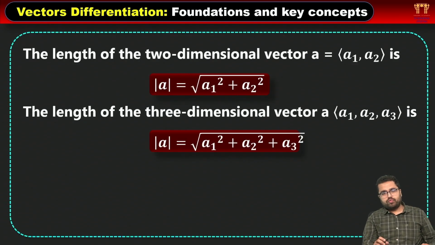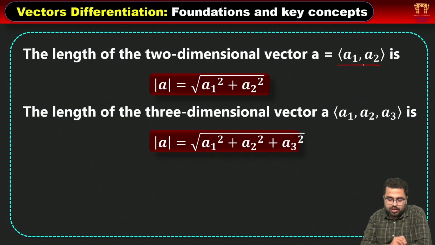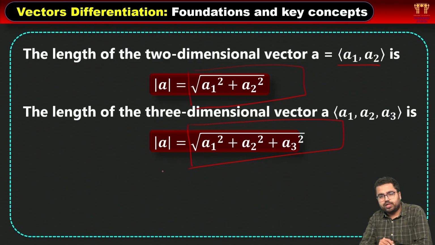So next, if you want to find the length of any vector, how will you find the length of a two-dimensional vector? If it has two components, say a1, a2, its length will be calculated as the square root of a1 squared plus a2 squared. If a three-dimensional vector is there, we can calculate its length by modulus of a, which is the square root of a1 squared plus a2 squared plus a3 squared, and it is denoted by mod of a.